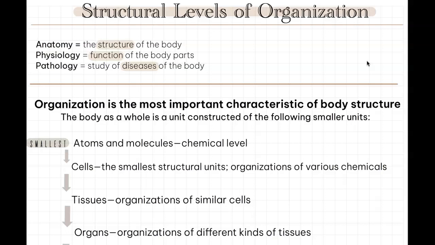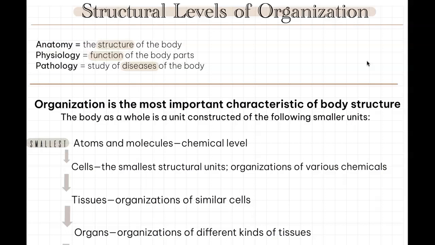All right, so organization is the most important characteristic of body structure, so of the anatomy of the body. The body as a whole is a unit that is constructed of the following smaller units. We're going to start at the smallest unit, and that is an atom and a molecule. Those are on the chemical level. Cells are a little bit bigger than those. They are the smallest structural units, and they include organizations of various chemicals.